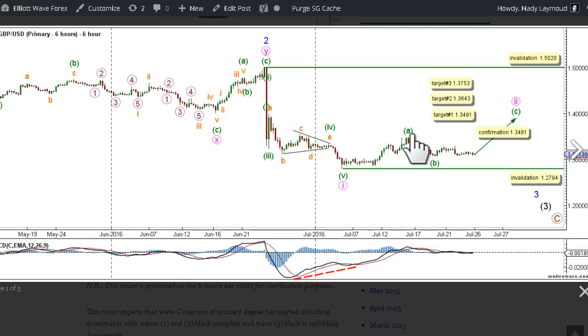This count would be invalidated by movement above 1.5020, as wave 2 pink may not retrace more than 100% the length of wave 1 pink. As well, this count would be invalidated by movement below 1.2794, as wave B green may not retrace more than 100% the length of wave A green. It's worth mentioning that once we have confirmation on the 6-hour chart that wave C green is unfolding upwards, the invalidation point would be moved to the end of wave B green.